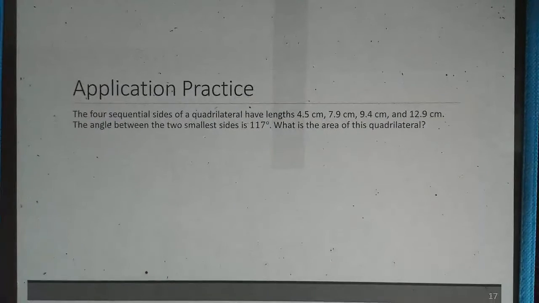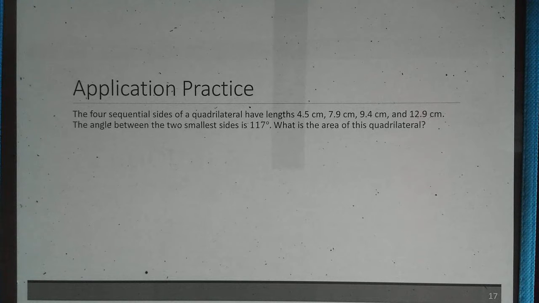The four sequential sides of a quadrilateral have lengths 4.5 centimeters, 7.9 centimeters, 9.4 centimeters, and 12.9 centimeters. The angle between the two smallest sides is 117 degrees. What is the area of this quadrilateral?